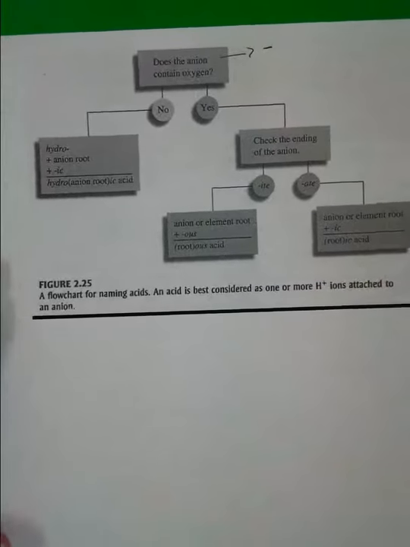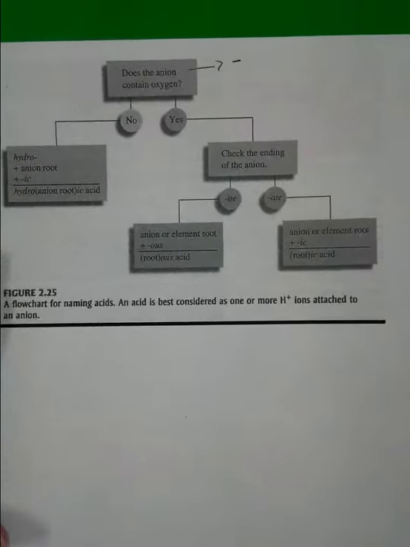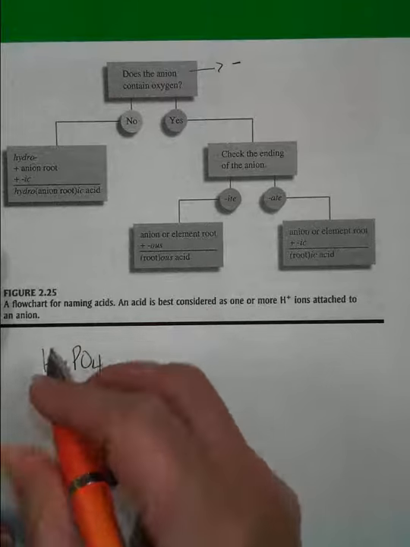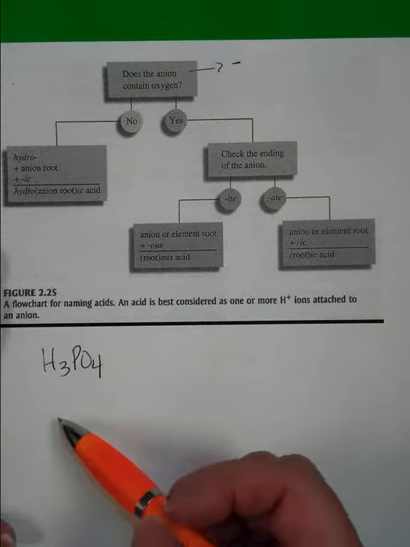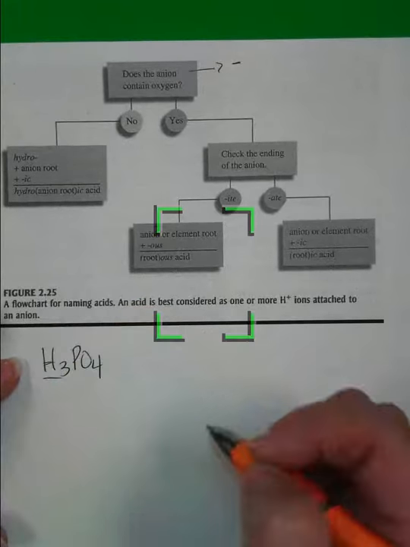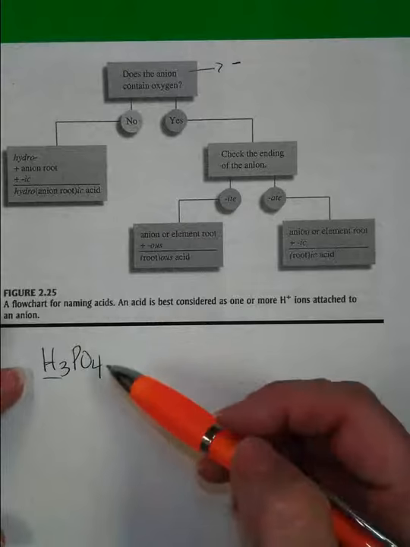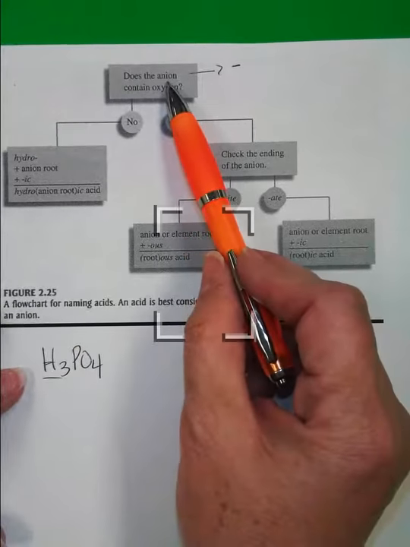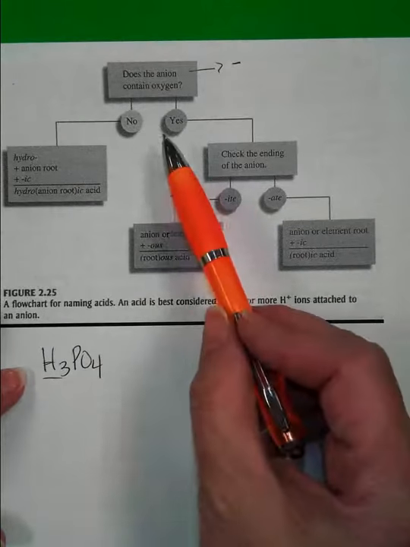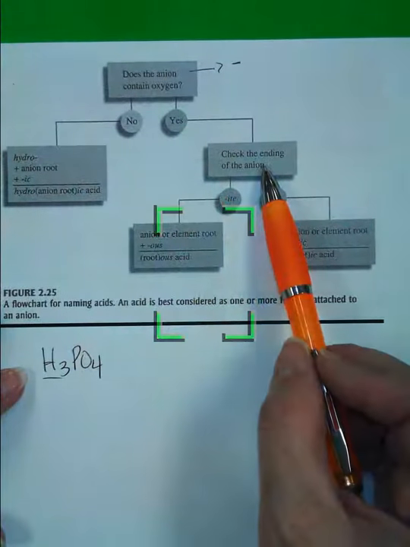So for example, if I have H3PO4, the biggest obstacle that you have is to say, hey, it's an acid. And how do I know that? Because it starts with at least one hydrogen. So it's an acid. So does the anion contain oxygen? The PO4 is the anion portion, and yes, it does. So I need to check the ending.